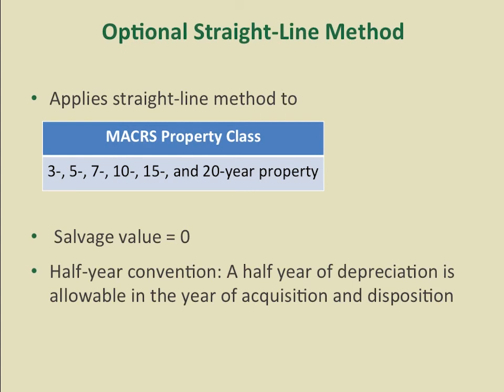We could also use the optional straight line method under tax, which means that we can apply the straight line method to those 3, 5, 7, 10, 15, 20 years of the property, those 6 classes of the property, and still assign salvage value to be 0. We still need to cut depreciation expenses to half in the year of acquisition and disposition. This is exactly what we just talked about, a half-year convention.